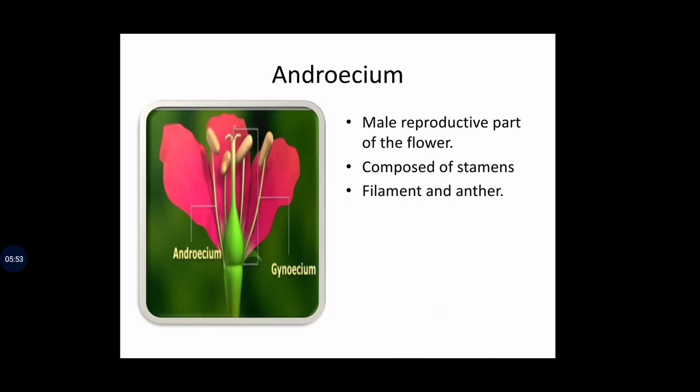Then we have to know about androecium. So androecium is the male reproductive part of the flower. It is composed of stamens. Each stamen consists of a stalk called a filament and a small bag-like structure called anther at the tip. The pollen grains are produced in the anther within the pollen sacs. So, androecium is the male reproductive part of the flower.